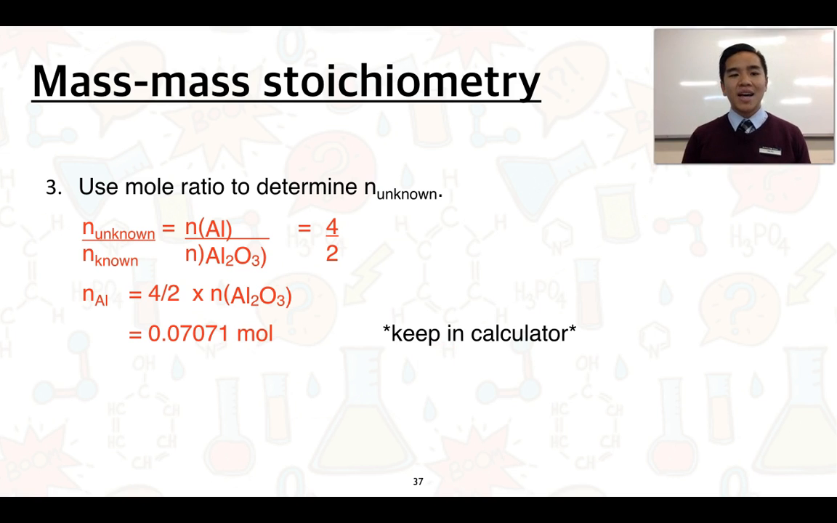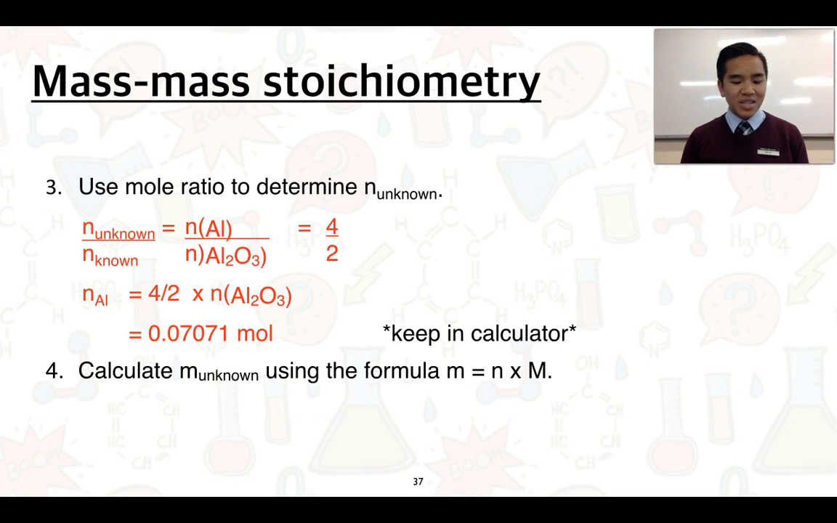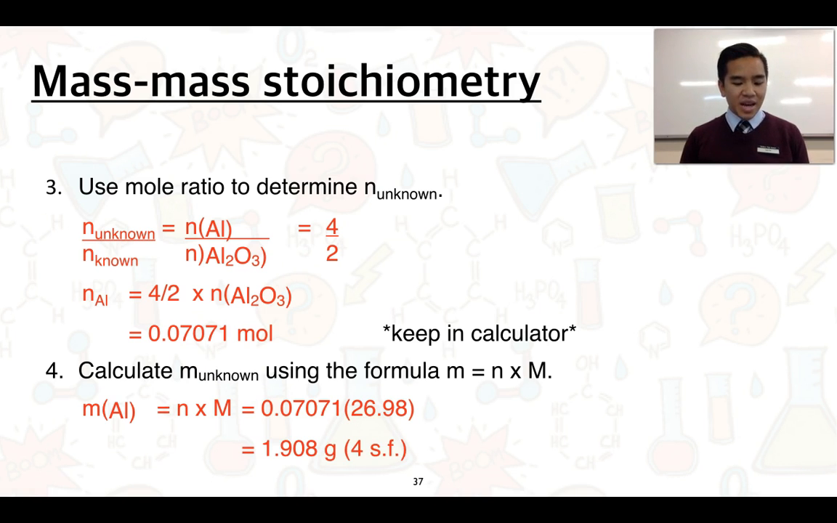We're going to use this in the last step, which is to calculate the mass of our unknown, and we're just going to use this formula. So here we go. The mass of aluminium is equal to the moles times the molar mass. We've got our moles from part 3. Our molar mass for aluminium is 26.98, and we get an answer of 1.908 grams, and that's recorded to 4 significant figures.